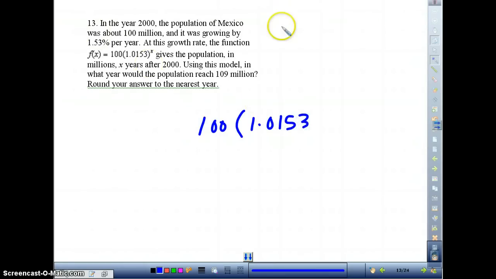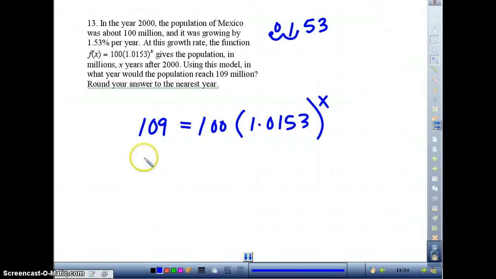1.0153, do you see that they changed our percent to decimal form by moving the decimal point 2 places to the right? Okay, that's where that comes from. They added it to 1 because that's a growth function, exponential growth, raised to the x, where x is the time in years. After 2000, it says, in what year would the population reach 109? We're going to set this equal to 109.